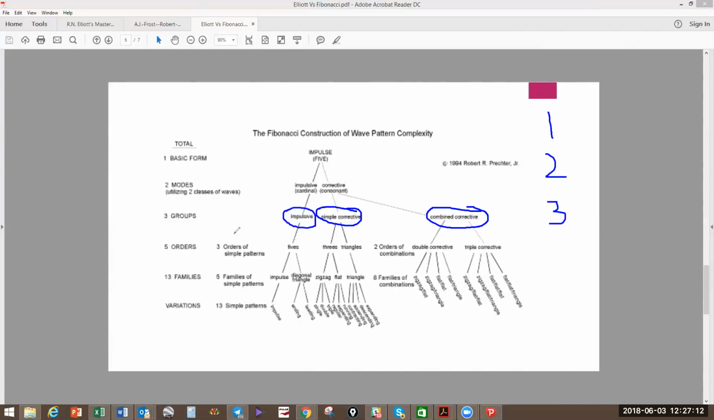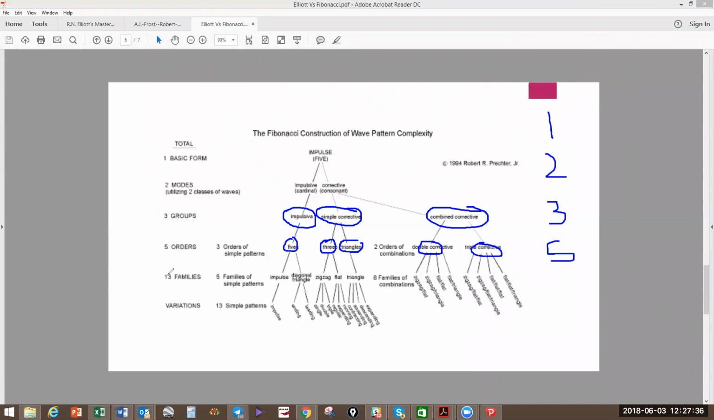Now, we've got two orders of patterns. Now, look at this. We've got fives. Remember, this is the impulsive leg. We've got fives, we've got threes. These are the simple corrections. We've got triangles as well within the corrections. We've got simple triangle correction. It's simple as well, even if it's 5 waves. From the combined side, you've got a double correction and a triple correction. How many are these? This is 5.